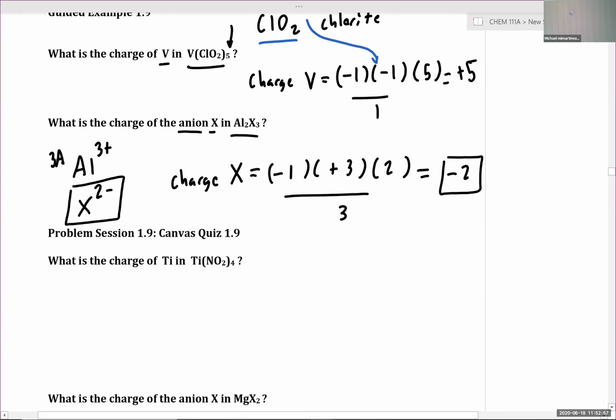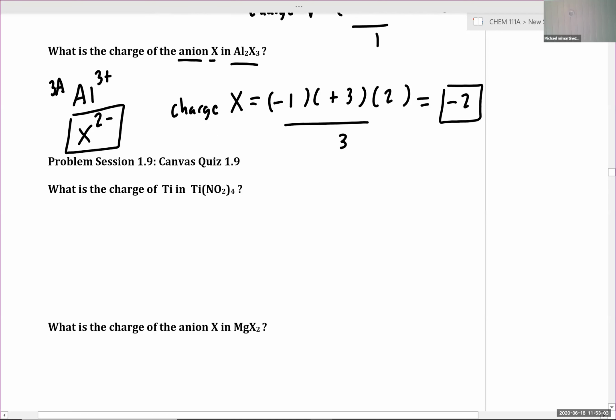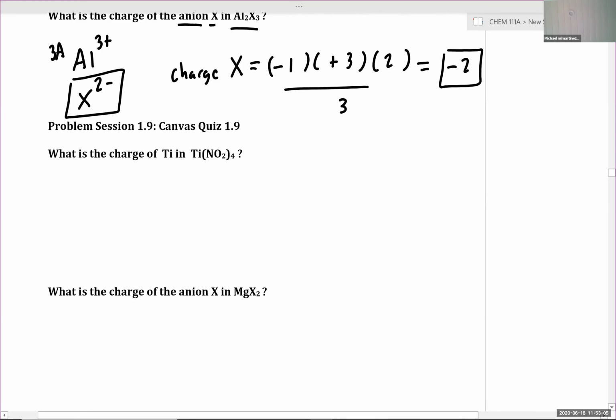So let's take a moment, and as our last activity for this session, let's try to figure out the charge of an atom in the following two compounds. Let's take about 2 to 3 minutes to work through this problem, and don't be shy to propose your solution via the chat, either publicly or privately.